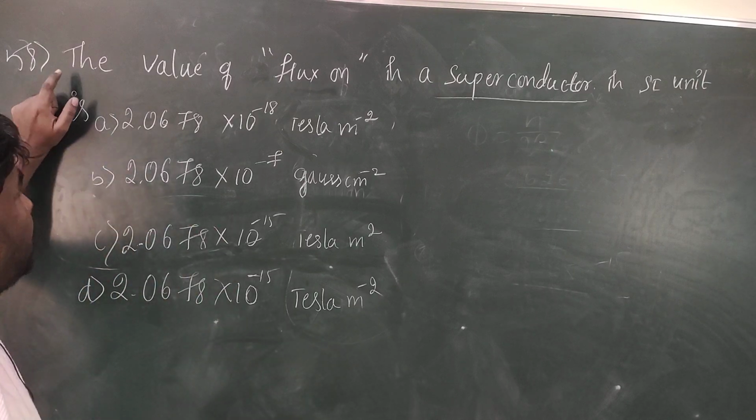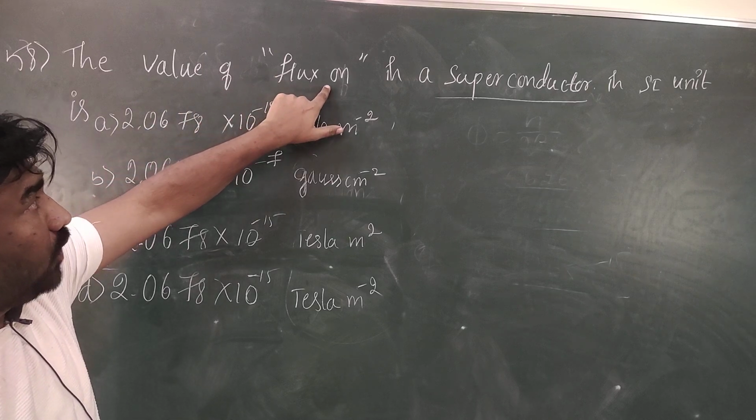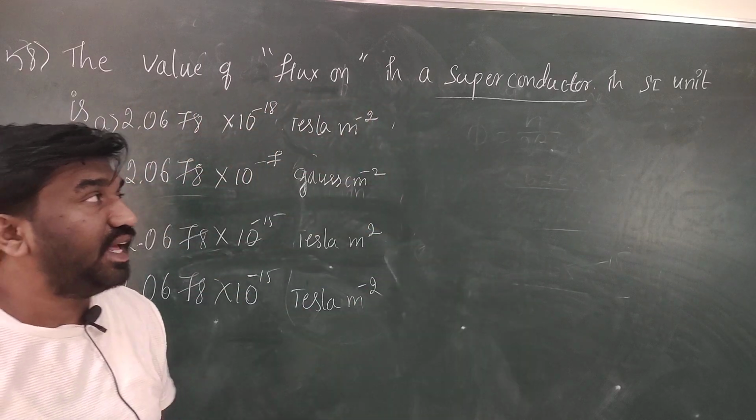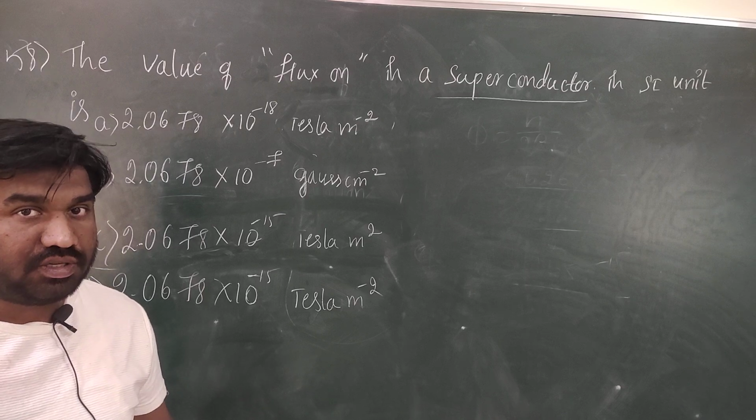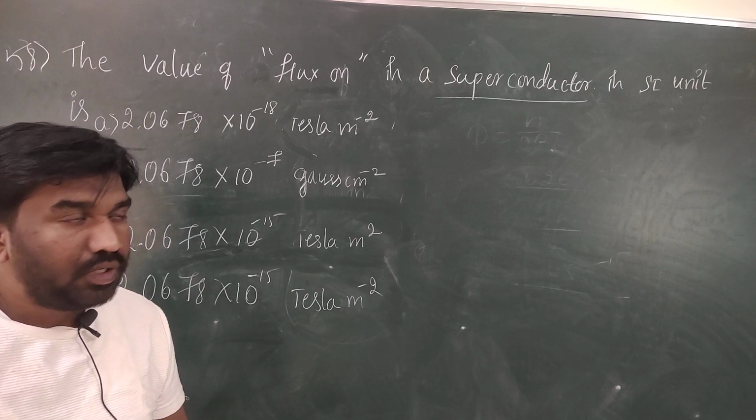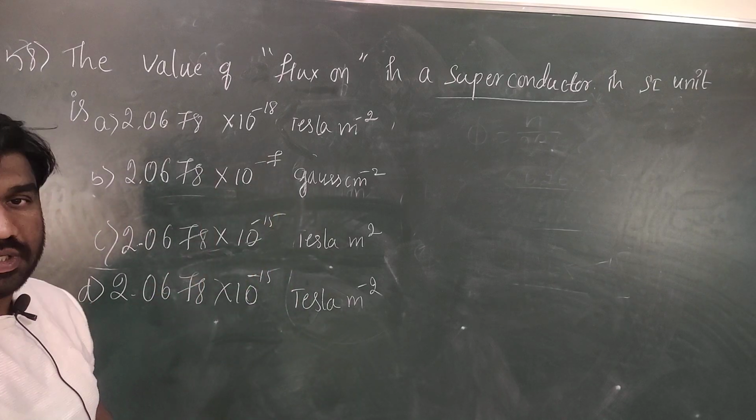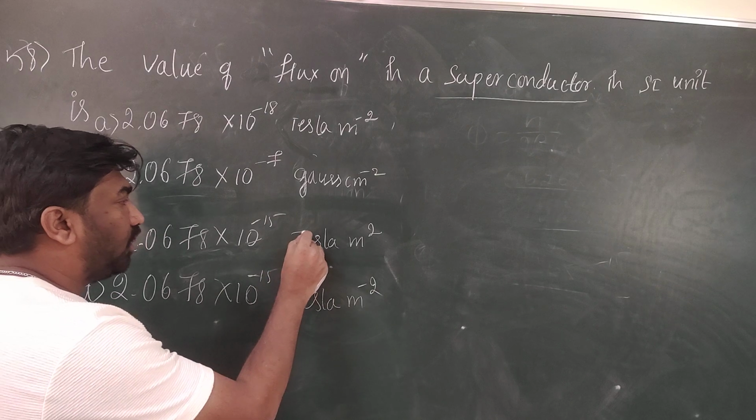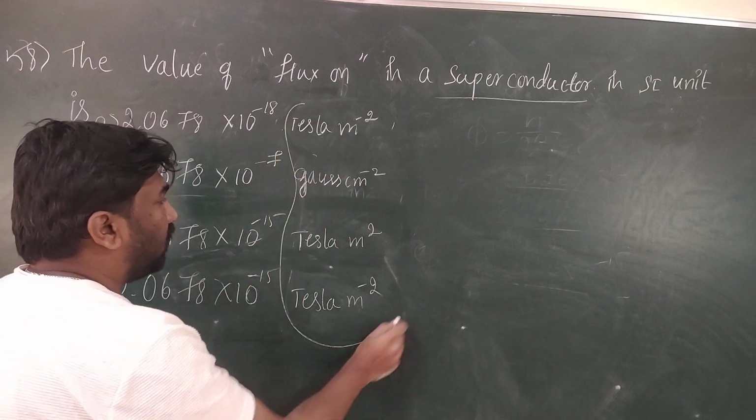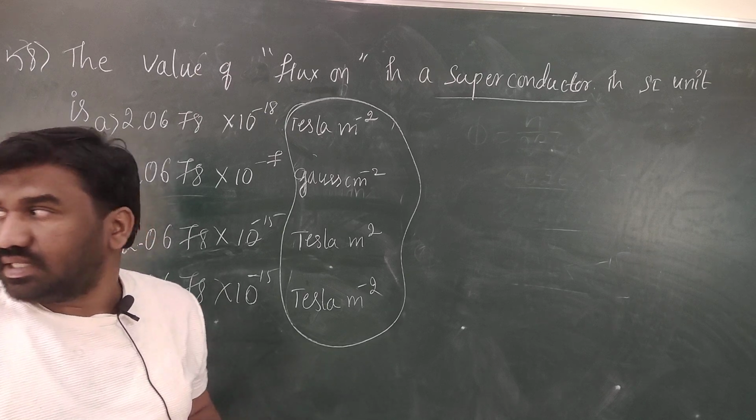So let's see, the question is like this: the value of flux in a superconductor in SI unit. So they asked the flux in terms of SI unit. If you know the SI unit of flux, you can easily guess from these 4 options. So what is the SI unit of flux? See, all the 4 SI units are different, so we can easily guess.